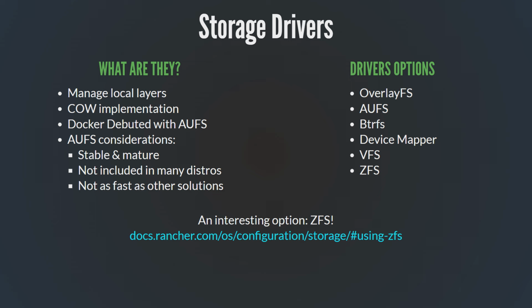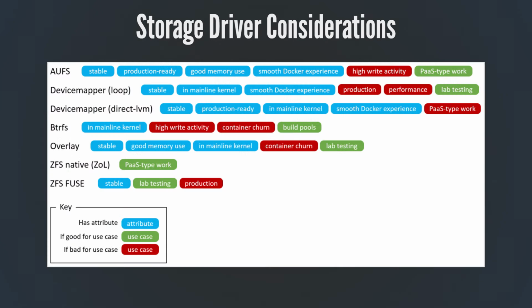By chance, Rancher had actually done a write-up. At this link, you can take a look. It's very easy to get ZFS running on RancherOS and then use that as your storage layer for container layers. There are some benefits there. I'm not going to go too much into that, but it's an interesting option. So there are definitely choices here.